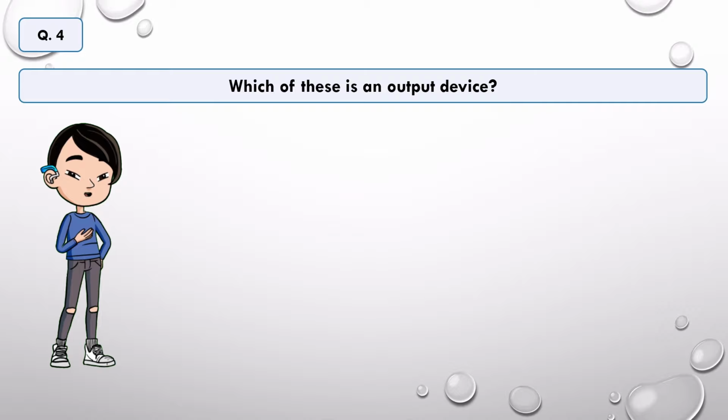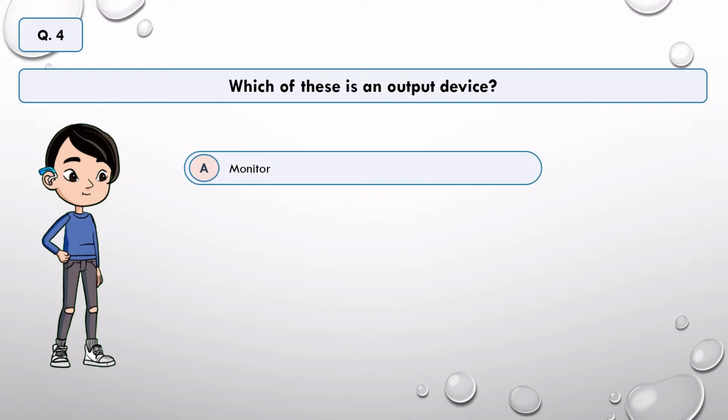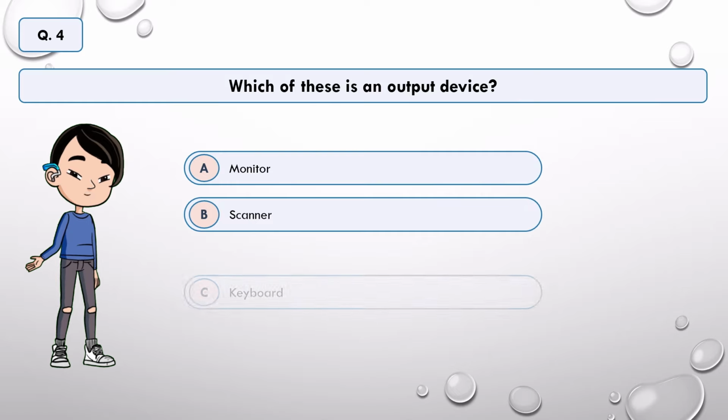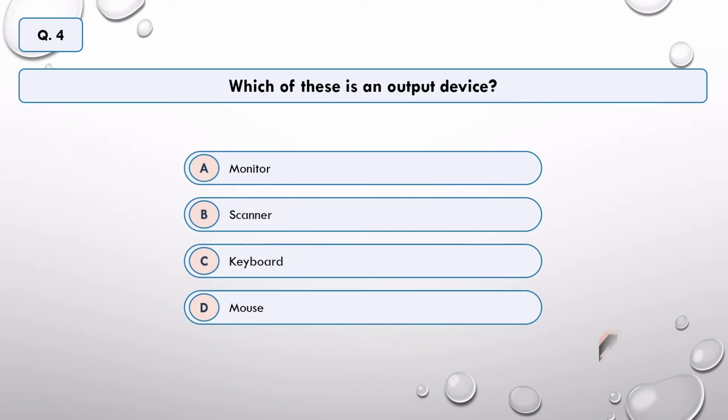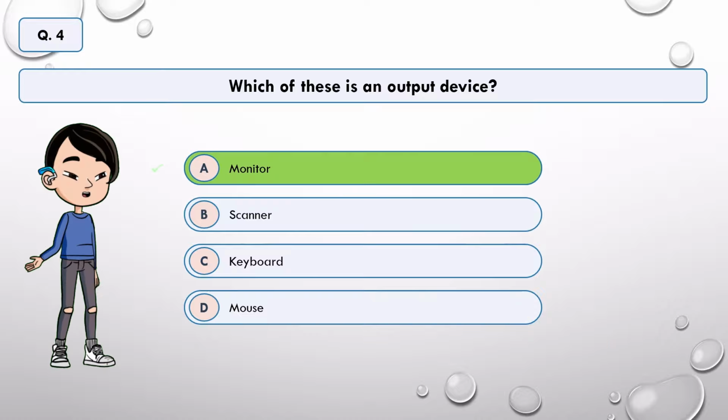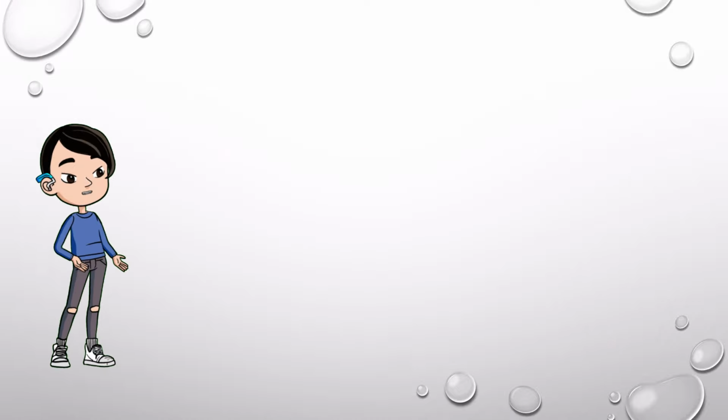Question 4. Which of these is an output device? Options are A. Monitor, B. Scanner, C. Keyboard, D. Mouse. Answer is monitor.